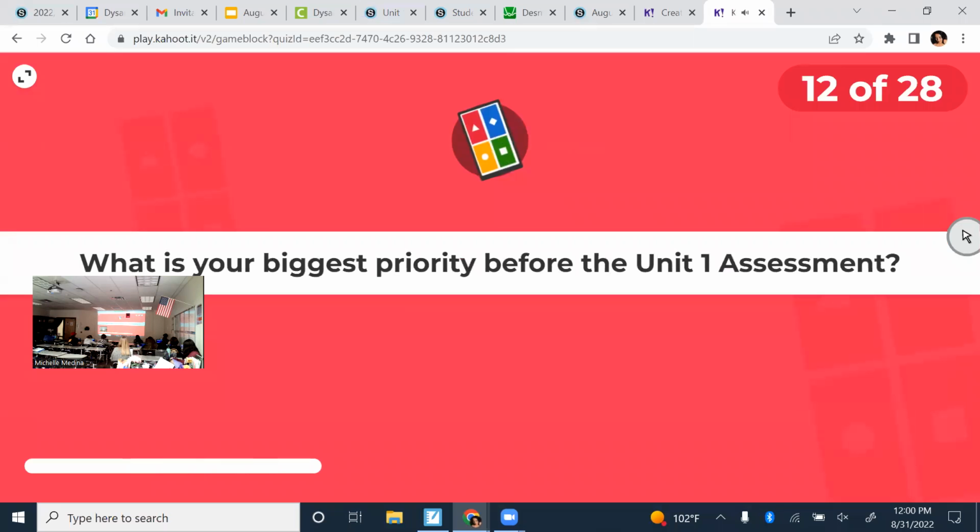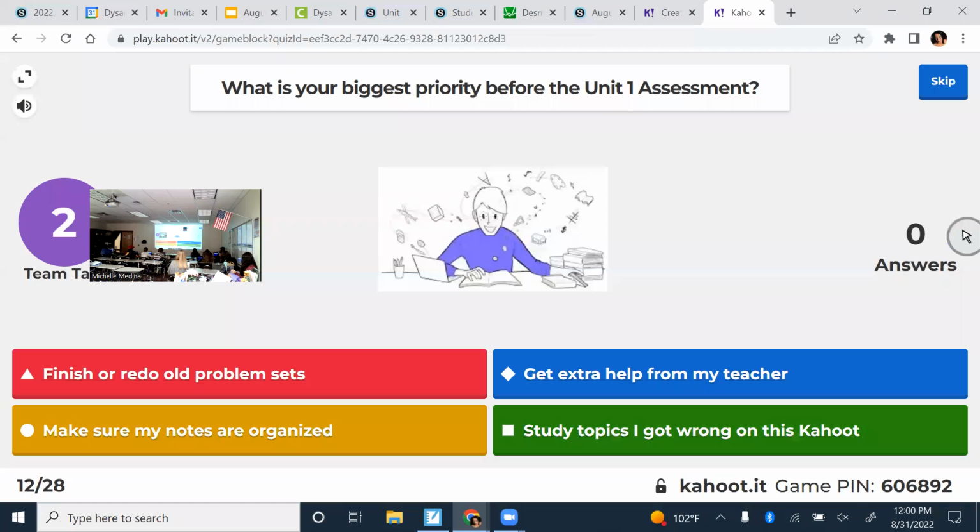So what is your biggest priority before the Unit 1 assessment? Finish or redo old problem sets, get extra help from my teacher, make sure my notes are organized, study topics I got wrong on this student.